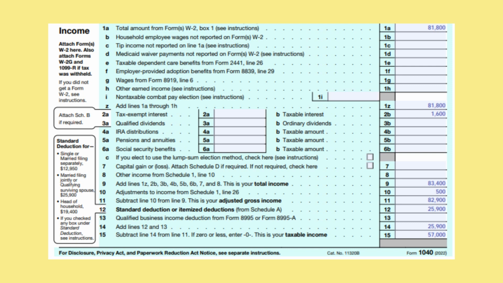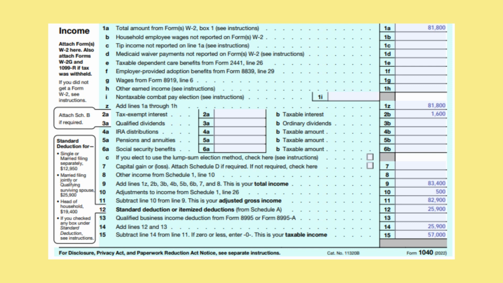For now, I am going to skip lines 1B through line 1I, as they're not going to apply to most of the viewers of this video, but I will circle back to these at the end and explain them. On line 1Z, put the totals of lines 1A through 1H. In our example, it is $81,800.